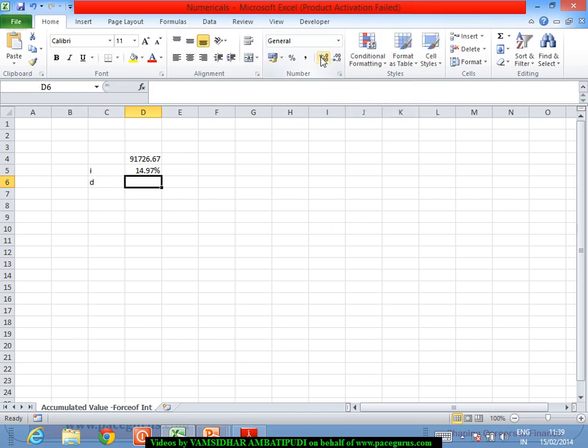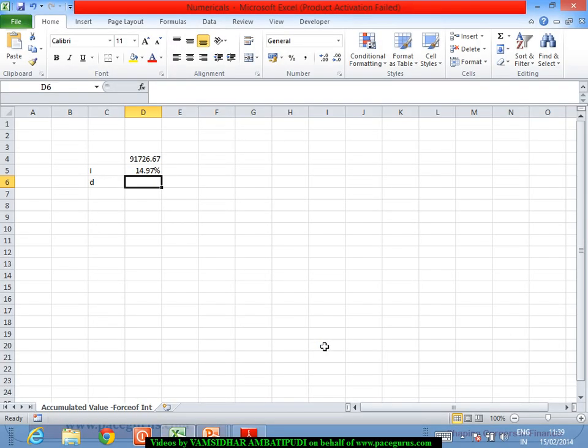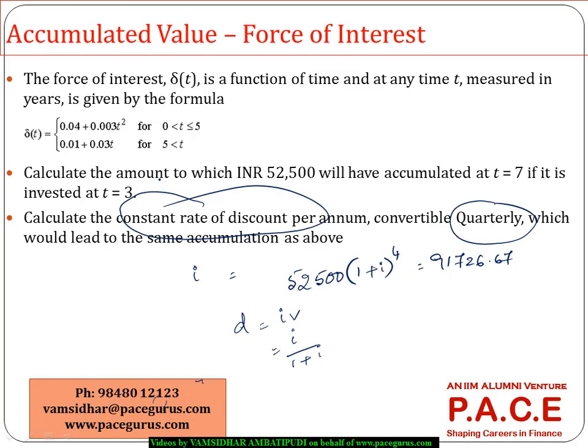Now from here I can compute the rate of discount. We know the formula for D, the annual effective rate of discount: D is equal to I by 1 plus I. So the same logic if I apply here for D, I divided by 1 plus I. This is what is the D. So the constant annual rate of discount is around 13.02%.